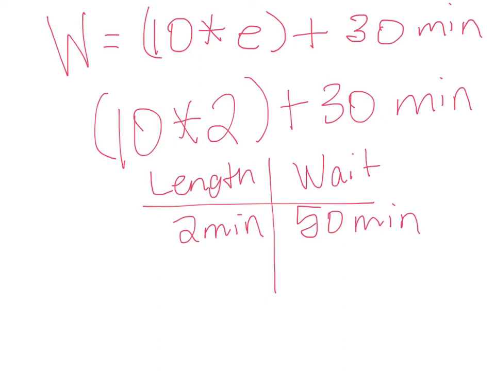If the length of the eruption was 3 minutes, we could multiply 10 times 3, which would be 30, and add 30 minutes. So our wait time would be approximately 60 minutes. So you can see that this is the application of a slightly more complicated rule or formula as it's used in real life. Tomorrow in class, we'll practice using the formula and we will plot it into a graph.